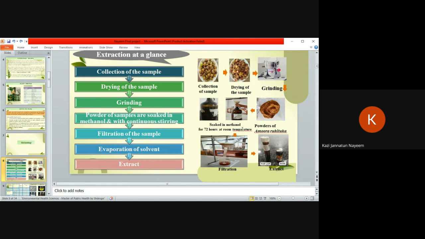This powder form I soaked in methanolic solution for 72 hours. It can be kept for up to 7 days; generally people keep it 3 to 4 days. I also kept it 72 hours. After that I filtered this compound, and when it was evaporated, I took it in an ampoule. This is the fruit pulp, and this is the seed extract. With these two extracts, I conducted my whole research.